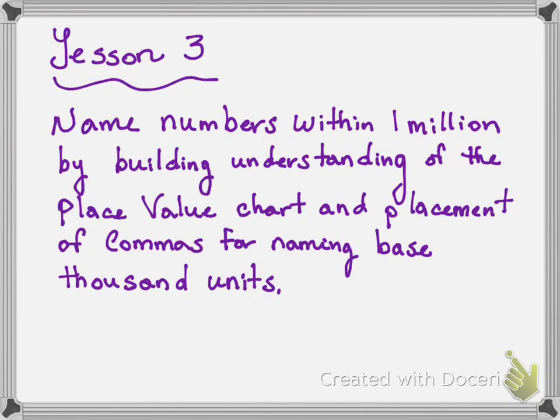Good evening, 4-3. Tonight we're going to be doing Lesson 3. Name numbers within 1 million by building understanding of the place value chart and placement of commas for naming base thousand units.